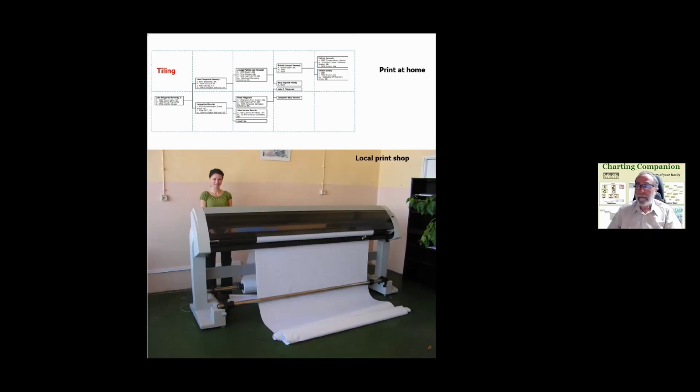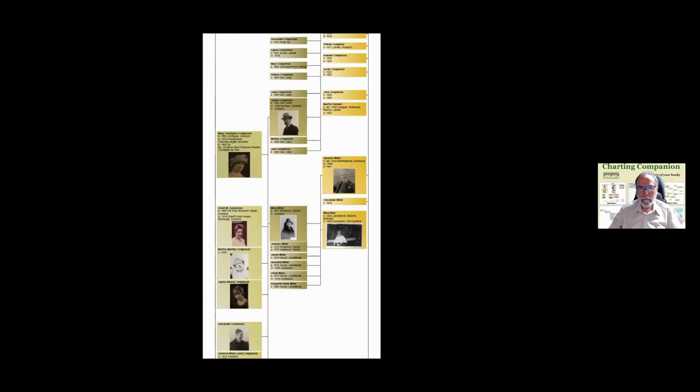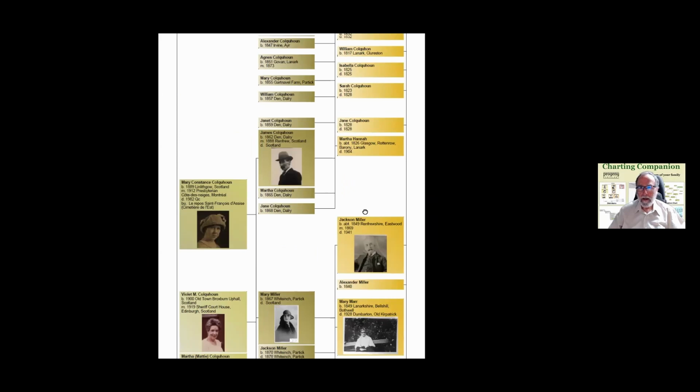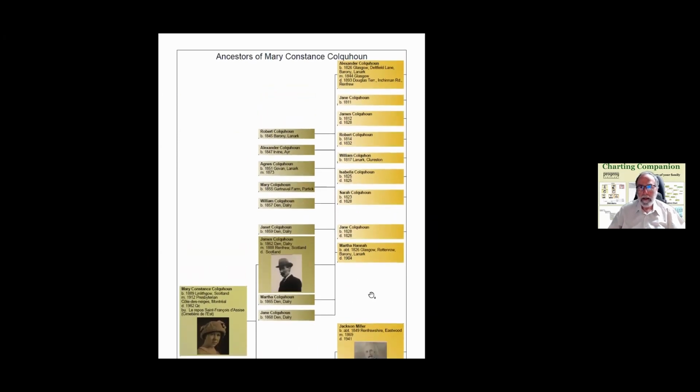Or you can save your chart to a PDF, write it to a thumb drive or a flash drive, take it to your local print shop like Staples, and print it on a single sheet of large paper on one of these large plotters. And you'll be the hit of your family reunion. So I'm going to show you a variety of different charts that you can do with Charting Companion, and then I'll talk about some DNA charts.